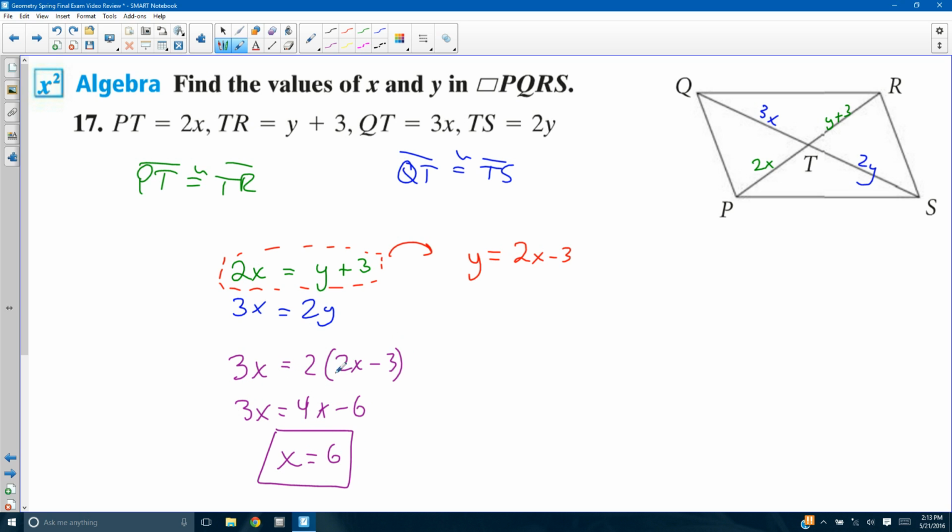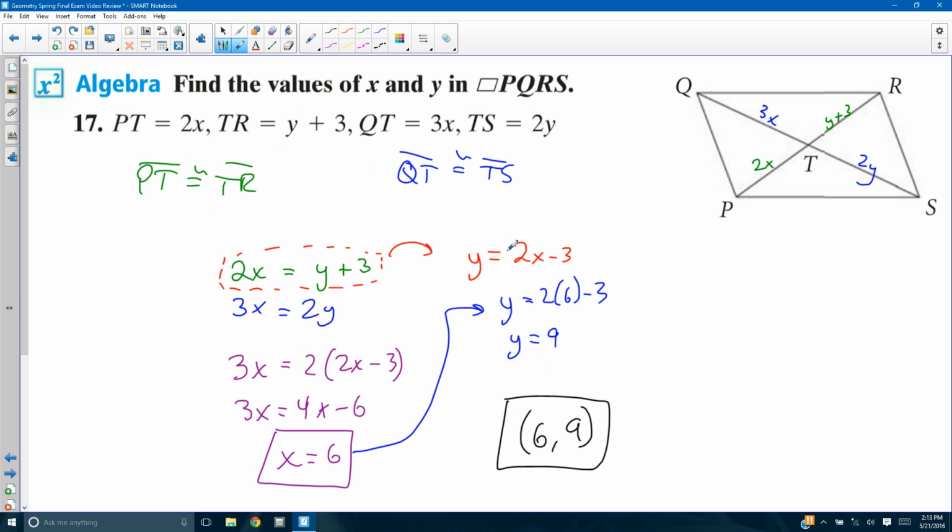So there's your value for x, and in solving for y, now you can just substitute what you found for x in for this equation over here. y equals 2 times 6 minus 3. 12 minus 3 is 9. So your values of x and y, if I wanted to write it as an ordered pair, I suppose I could. It would be 6, 9, like that. Otherwise, you have your answers there.